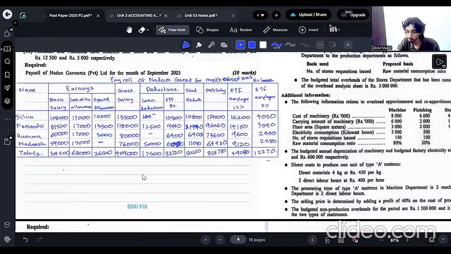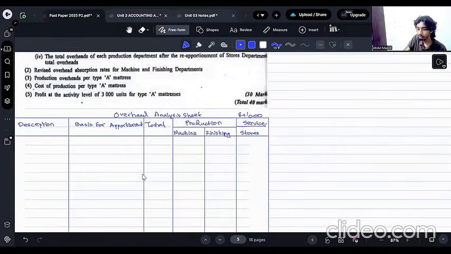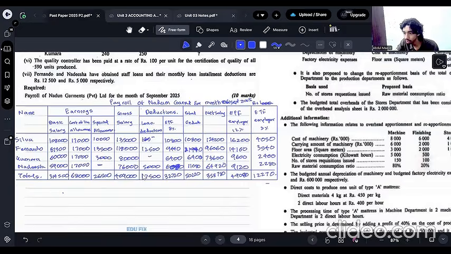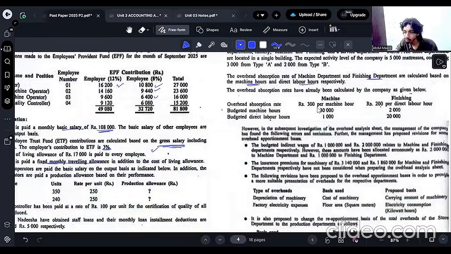Now first of all, you're supposed to record your drafted overhead. Drafted overhead means the wrong overhead. You have to record that first. Now they have already calculated the OAR of 300 per machine hour for machine department, 200 per direct labor hour for finishing department. Now this is the OAR.